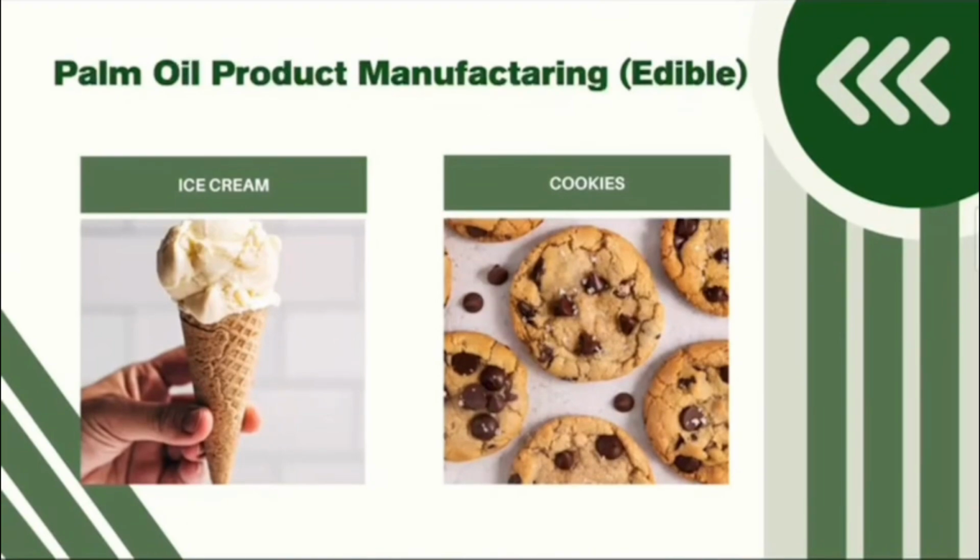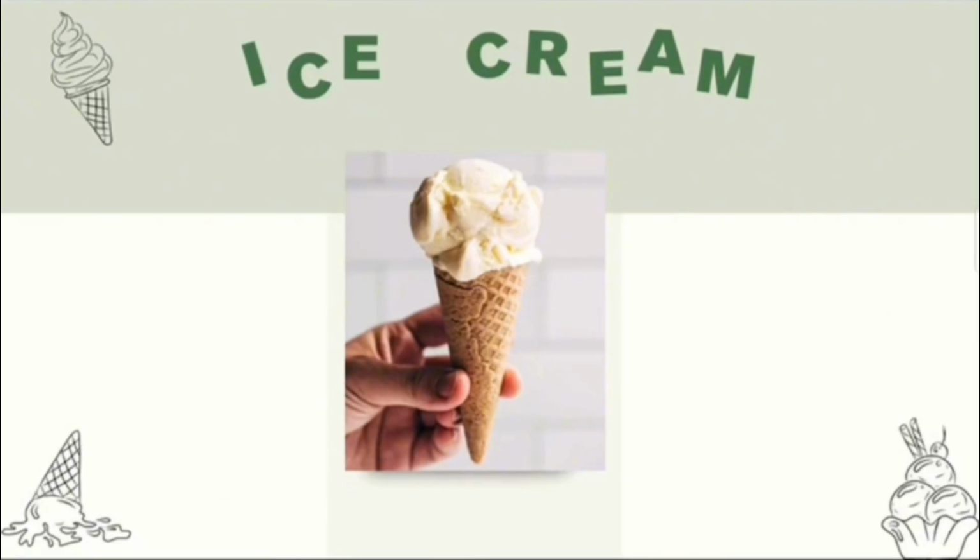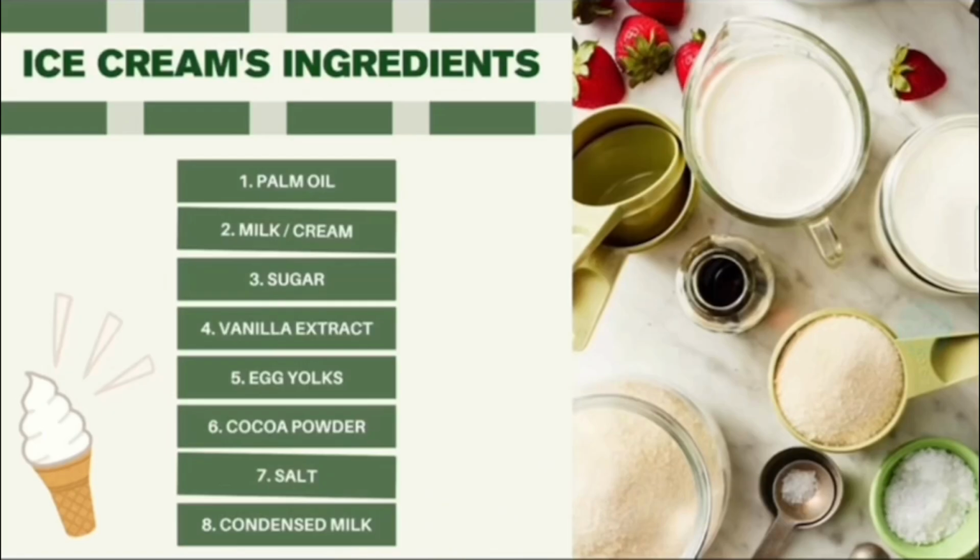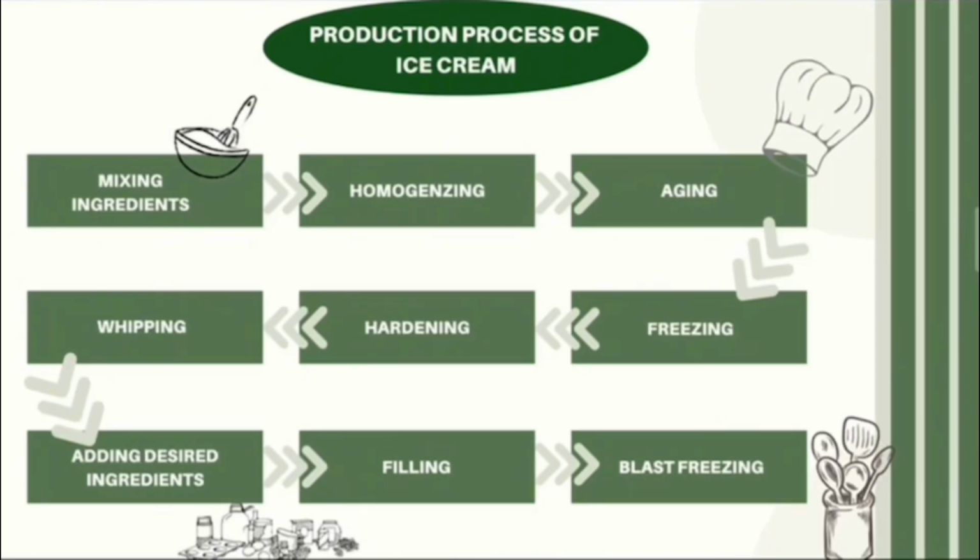Next, I'm going to talk about palm oil product manufacturing with edible products. So these are two examples of edible products: ice cream and cookies. But first we're going to talk about ice cream. The ice cream ingredients are palm oil, milk cream, sugar, vanilla extract, egg yolks, cocoa powder, salt and condensed milk. So this is the production process of ice cream.